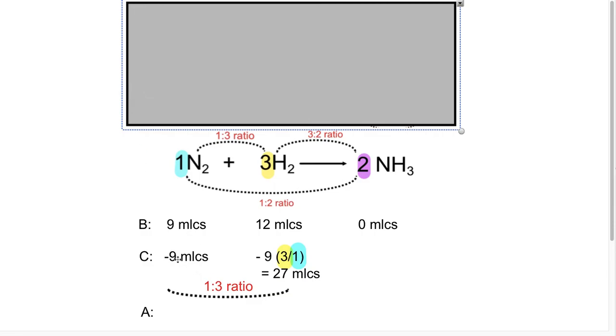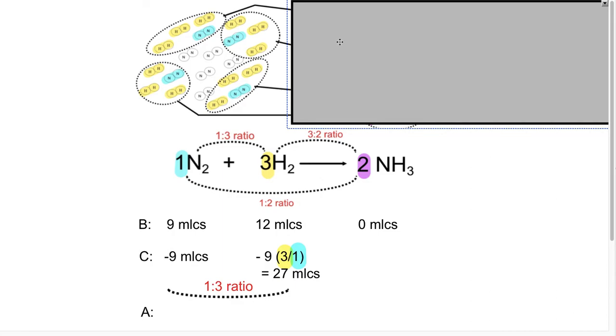So again, notice the 9 and 27 are in a 1-to-3 ratio. Now, if we actually look at our picture, we had 9 N2 molecules, but we don't actually have 27 H2 molecules. We've used up all our H2 molecules, so we don't have enough H2 molecules to completely react with the N2s. And you'll see it in the BCA table as well, that we only have 12 to start. We can't use 27 molecules if we only have 12.